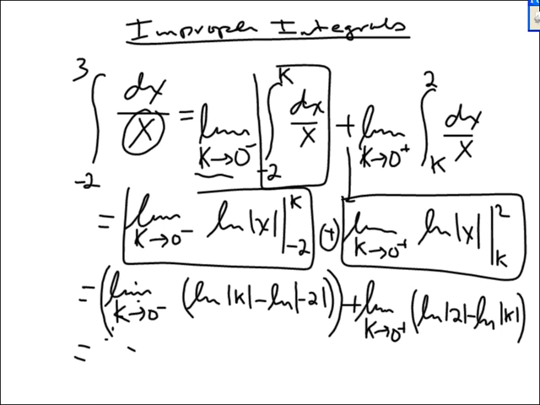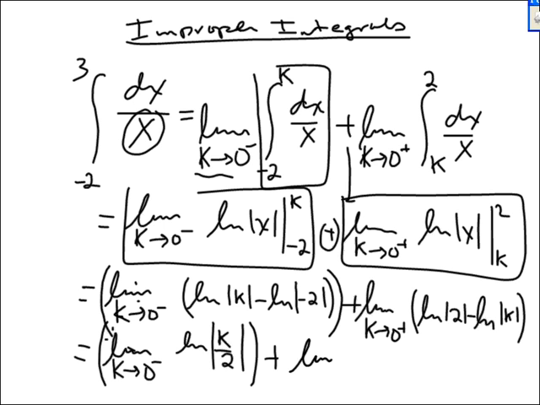So this is the limit as k goes to 0 minus. You can say it's ln of the absolute value of k over negative 2 or 2. It's this limit plus the other limit, which is the limit as k goes to 0 plus of ln of 2 over k. I'll put the whole thing over in absolute values.